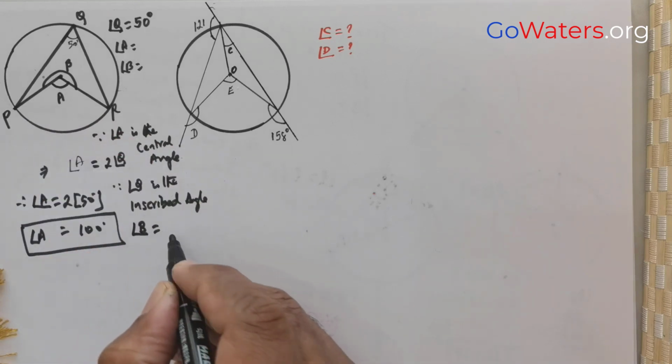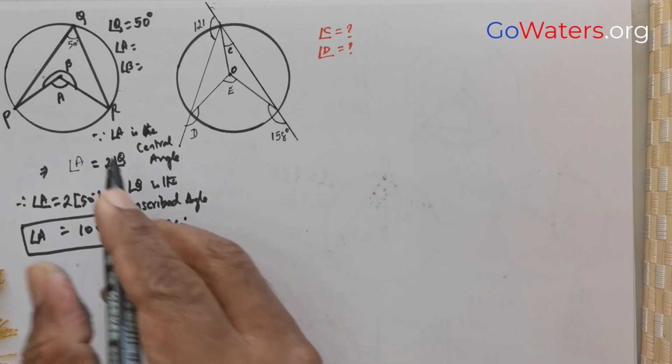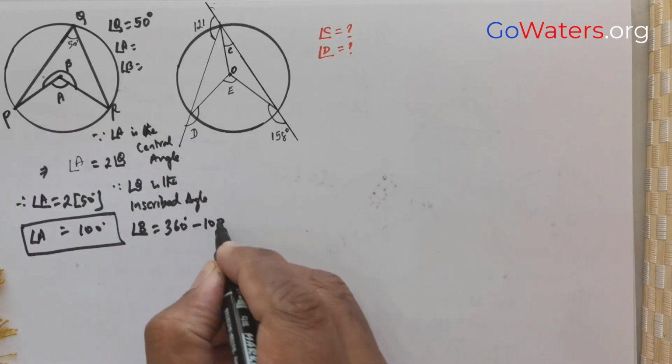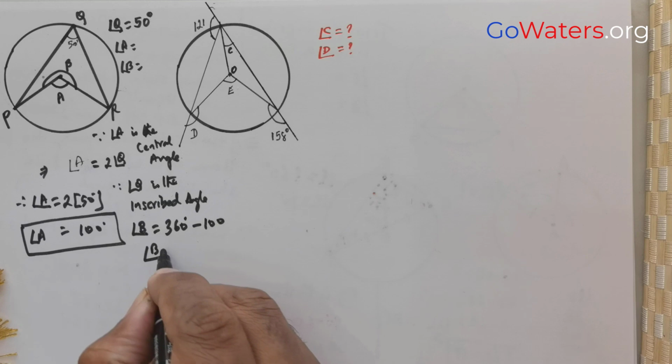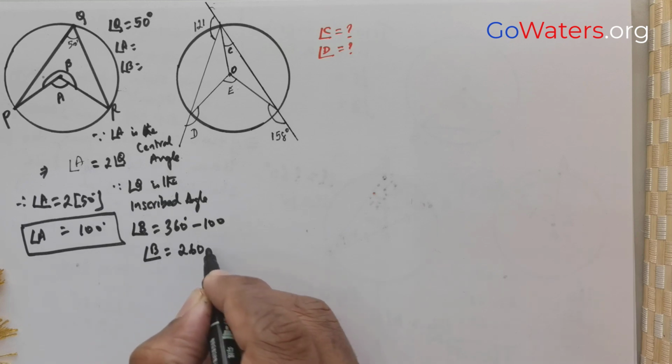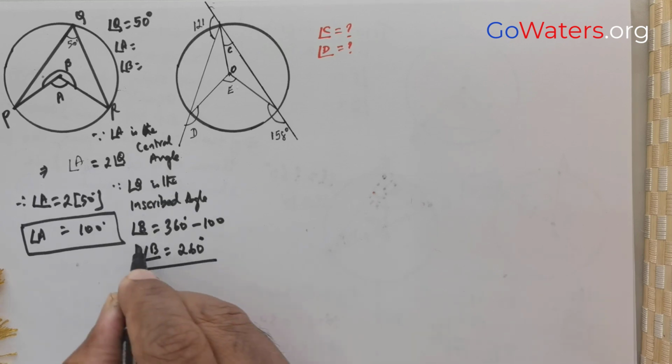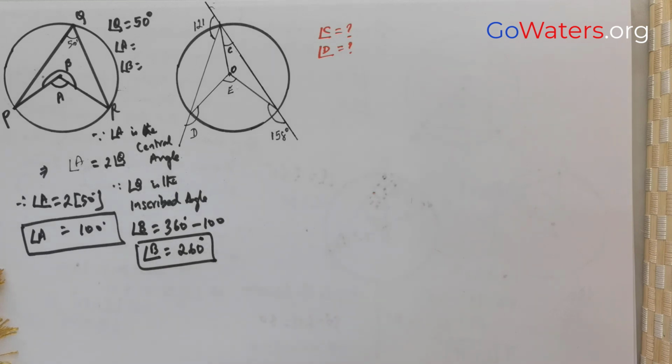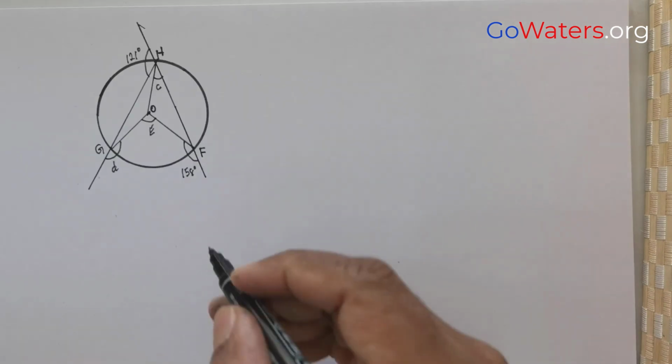So therefore angle B is equal to 360 degrees minus angle A, which is 100 degrees. So angle B is equal to 260 degrees. So that is the solution for this beautiful question. It's a lovely question. Let's do this question, students.